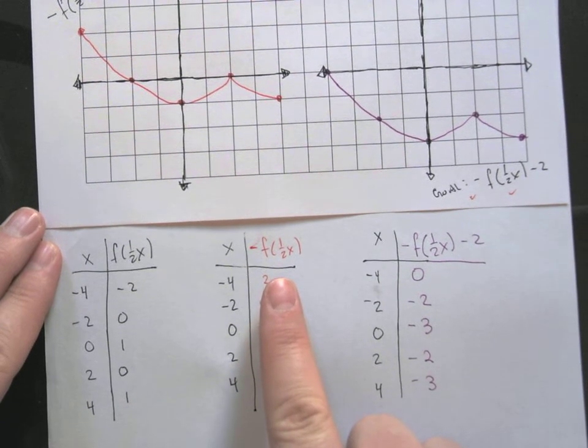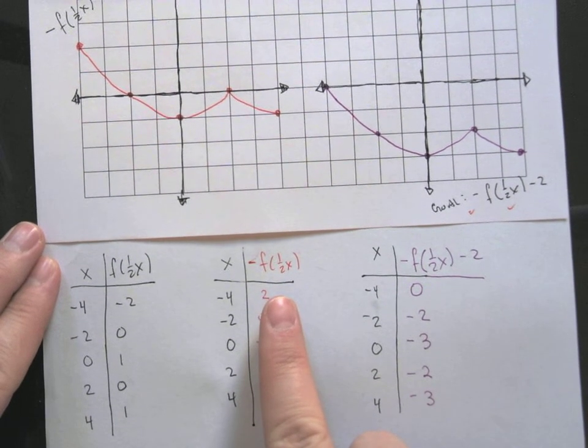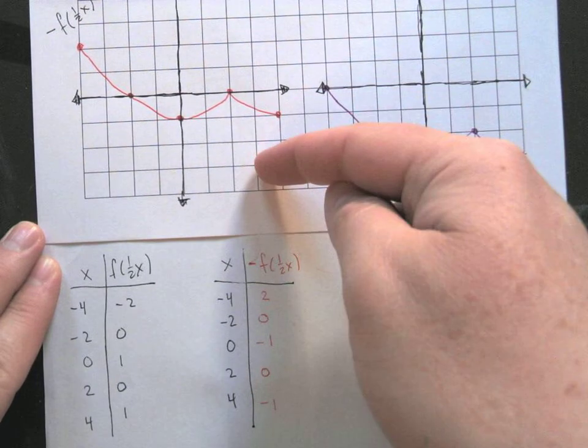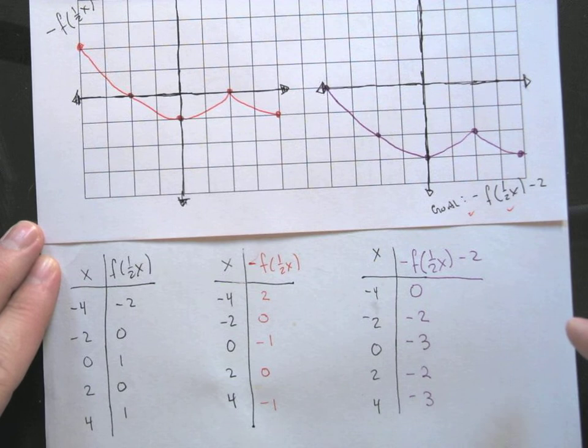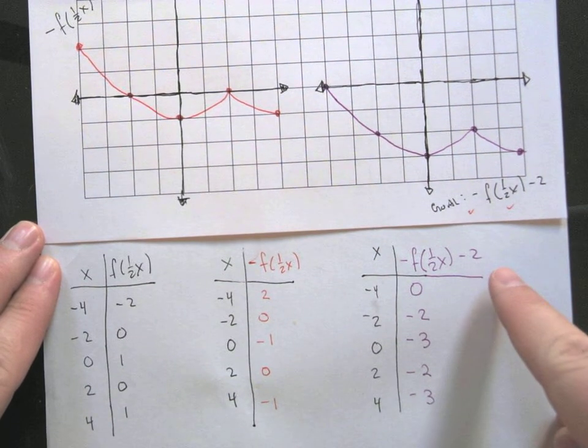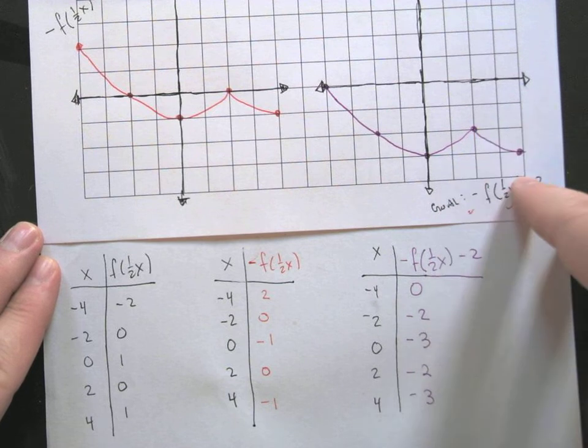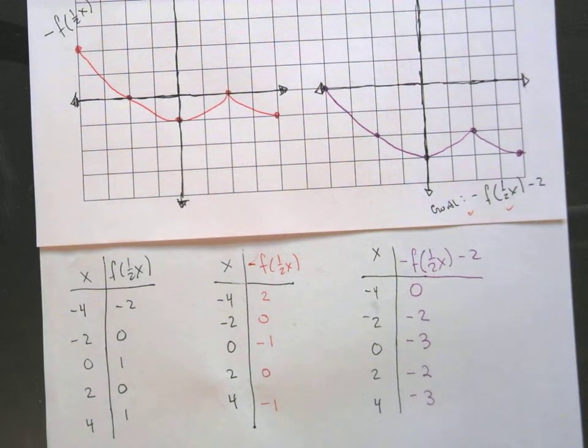Then negative f of 1/2 x. So all the y values times negative 1, so they get flipped. So this flips from the top to the bottom. And last but not least, we're subtracting 2 from all those y values, so everything drops 2 units. So that's 3 translations to get us to the end here, essentially working from the inside out.